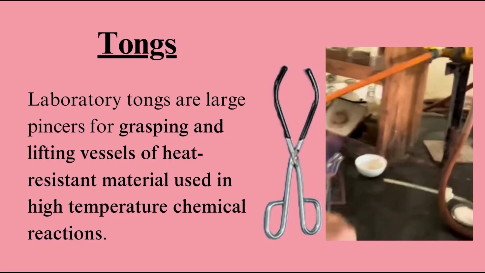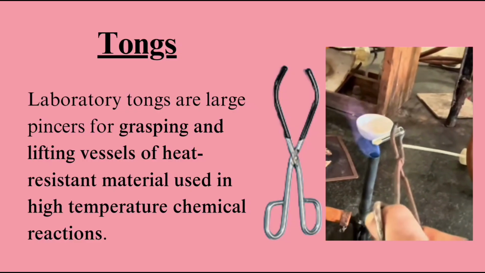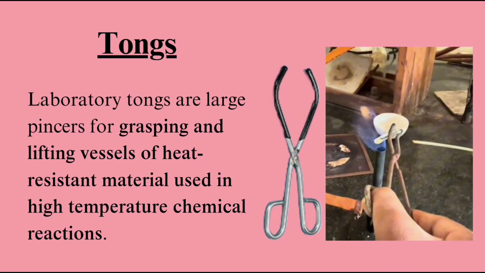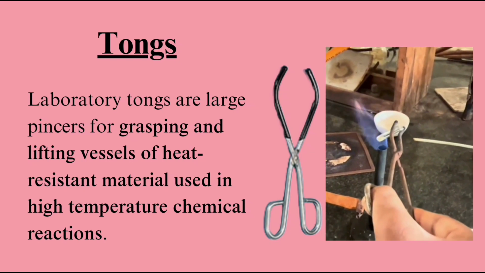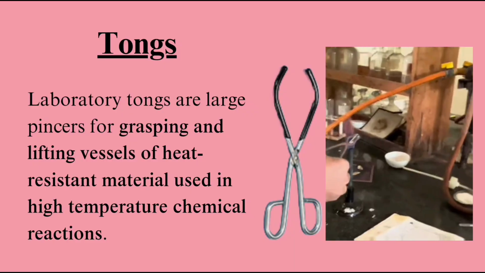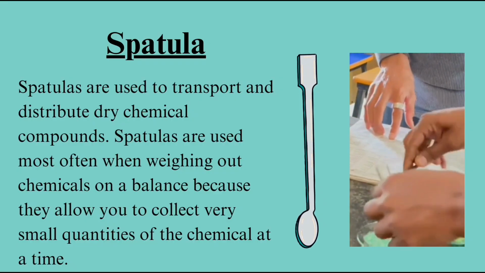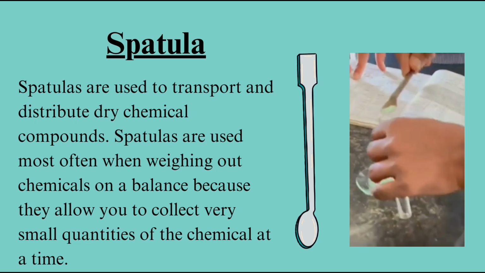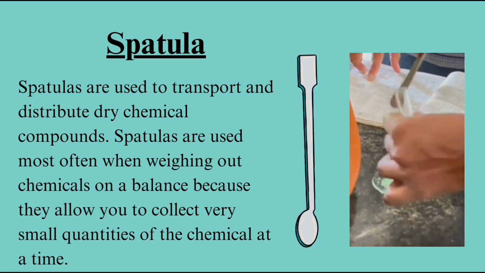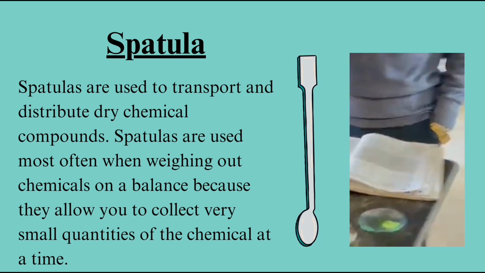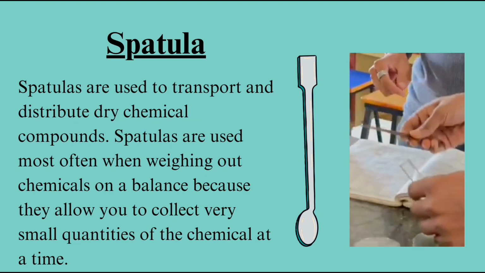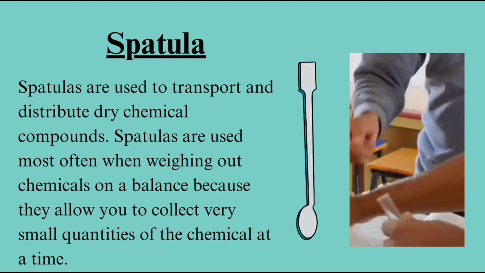Tongs. Laboratory tongs are large pincers for grasping and lifting vessels of heat-resistant material used in high-temperature chemical reactions. Spatula. Spatulas are used to transport and distribute dry chemical compounds. Spatulas are used most often when weighing out chemicals on a balance because they allow you to collect very small quantities of the chemical at a time.